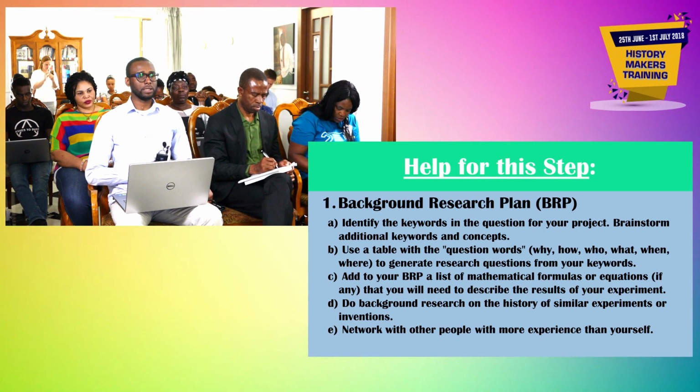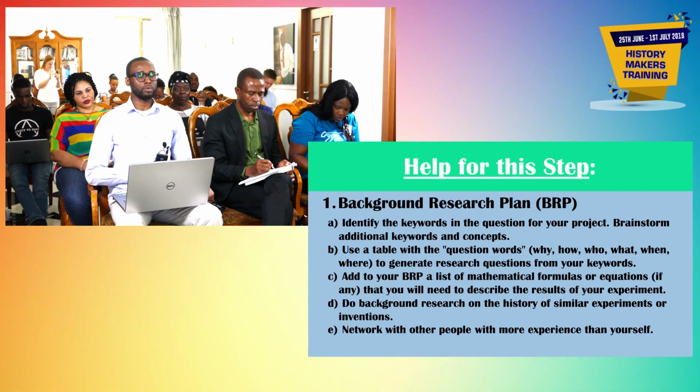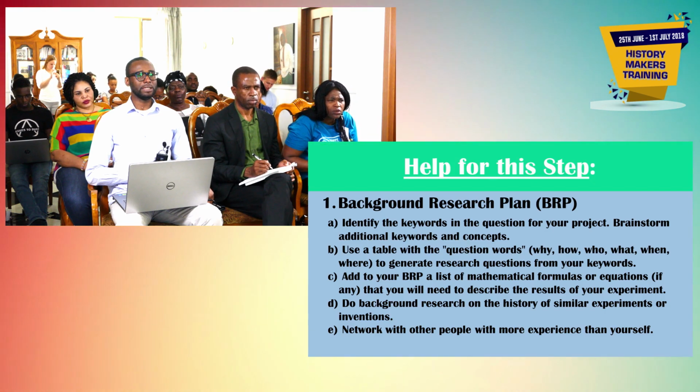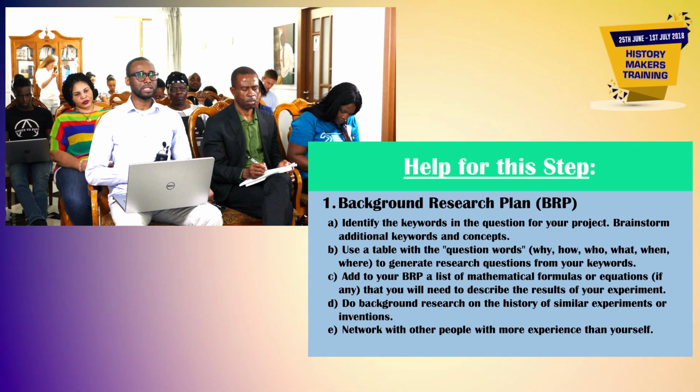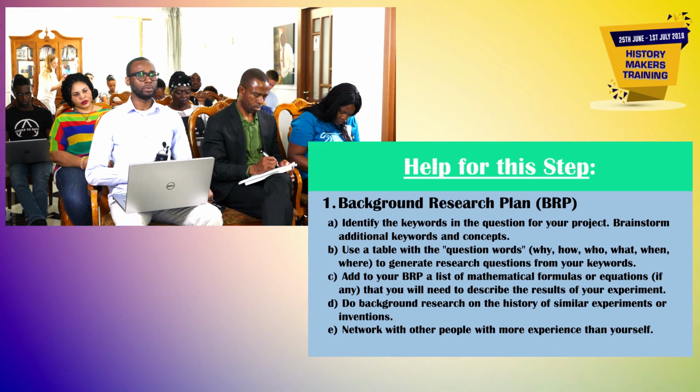Use a table with the question words why, how, who, what, when, and where to generate research questions from your keywords. C, add to your background research plan a list of mathematical formulas or equations, if any, that you will need to describe the results of your experiment. D, do background research on the history of similar experiments or inventions. And E, network with other people with more experience than yourself.